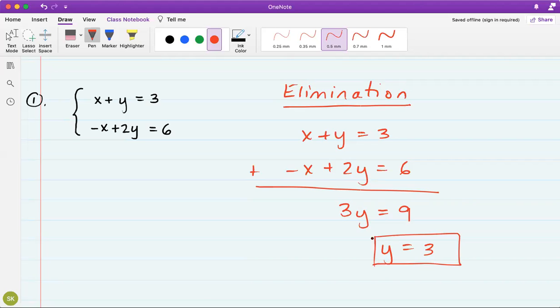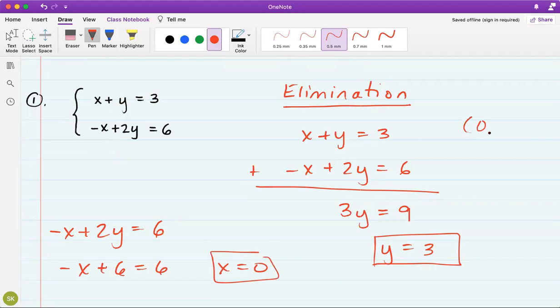Now notice that this, at least for me, seems a lot quicker than the substitution method we used just a minute ago. And then we can use that y is equal to 3 and plug it into either one of these equations. Since we plugged it in the first one when we used substitution, let's plug it into the second one just for more practice. I'm going to plug it into here. I get negative x plus 6 is equal to 6, so I get x is equal to 0. So just like before, we got the solution (0, 3).